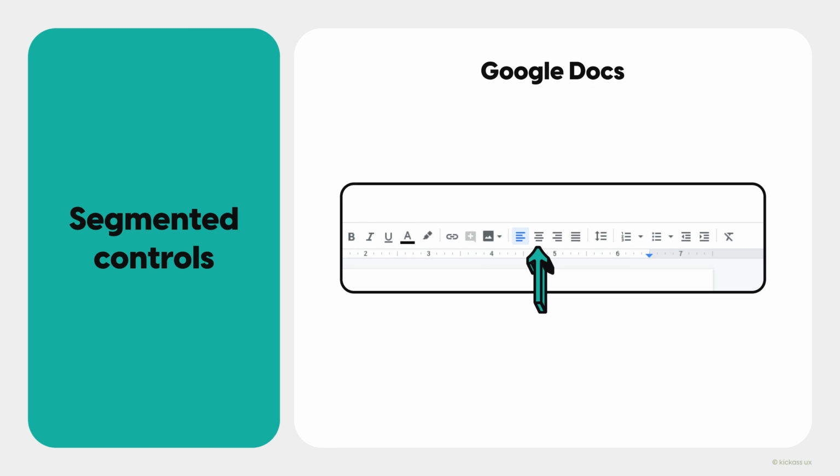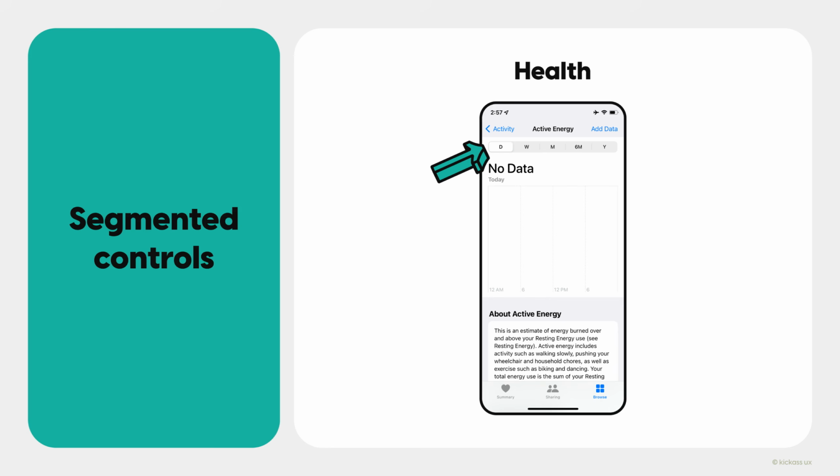For example, on Google Doc, if you want to align the text, you would use the segmented control that toggles between left, center, and right aligned or justified. Another example is the Health app on iOS. In this instance, the segmented control allows you to switch the view using different time frames, like day, week, month, etc.